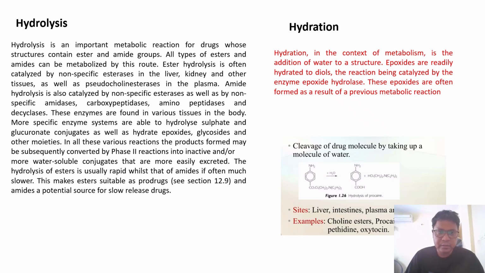Amide hydrolysis is also catalyzed by non-specific esterases as well as by non-specific amidases, carboxypeptidases, aminopeptidases, and deacylases. These enzymes are found in various tissues in the body. More specific enzyme systems are able to hydrolyze sulfate and glucuronide conjugates as well as epoxide hydrolases, etc. This is one example of a hydrolysis reaction. You can see that paracetamol is getting hydrolyzed to an amino acid, like para-aminophenol, and it happens in the liver and intestine. Example, cholinesterase.